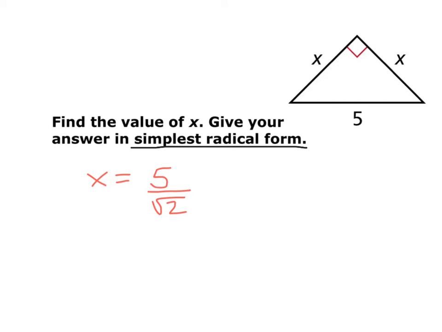Multiply it by what? Square root 2. So we need to multiply it by square root 2 over square root 2. Because what's square root 2 over square root 2? 1. So it's just like multiplying it by 1.